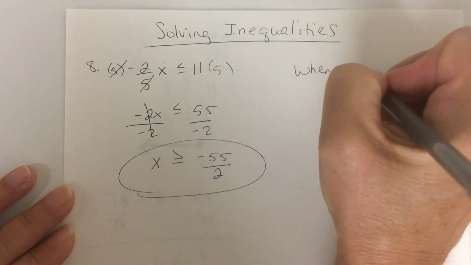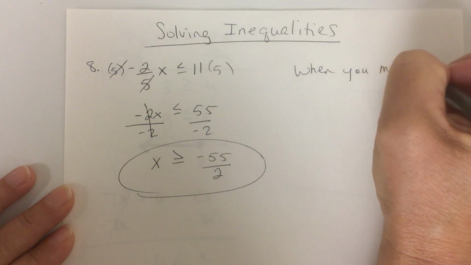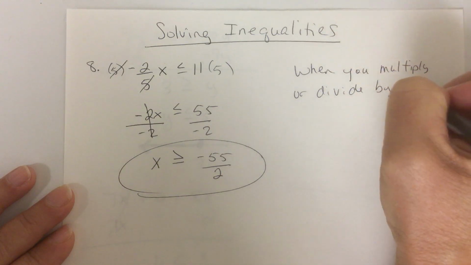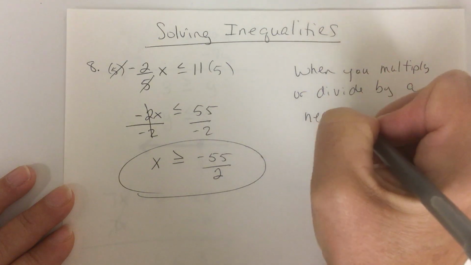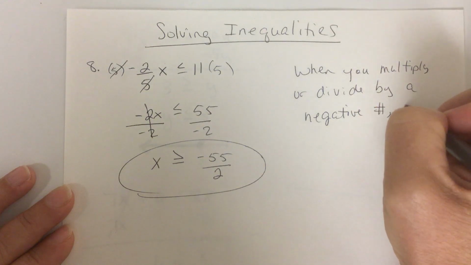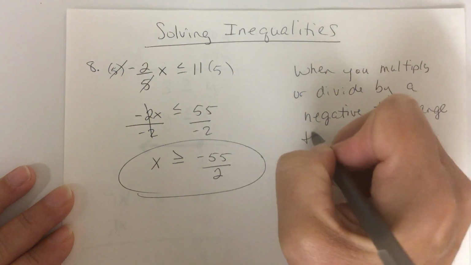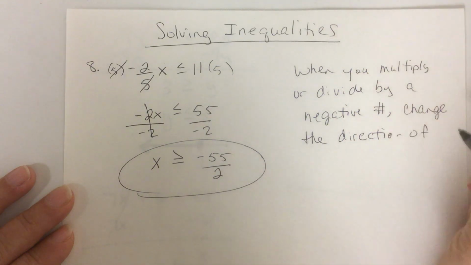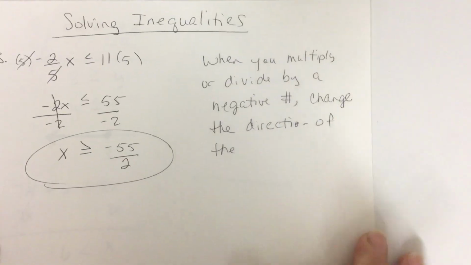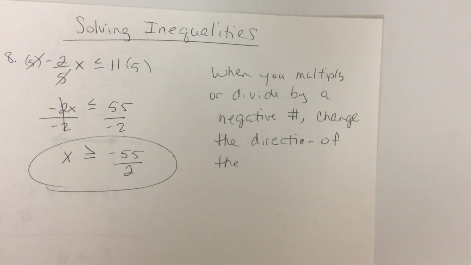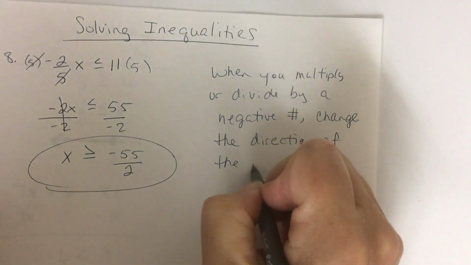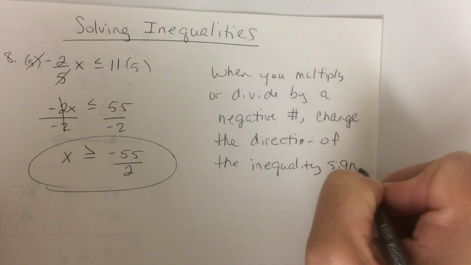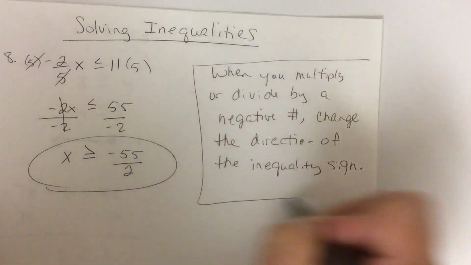When you multiply or divide by a negative number, change the direction of the inequality sign. Okay, big deal, okay?